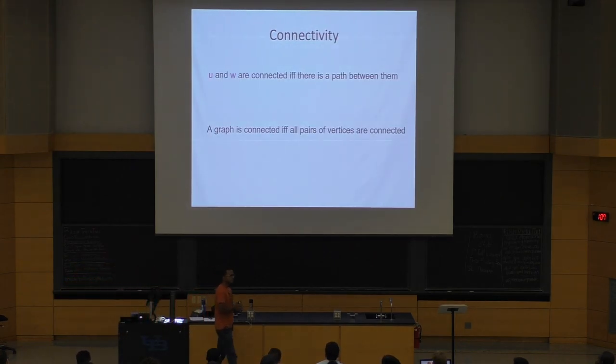All right, so once we have defined the notion of 2 vertices being connected in a graph, you can talk about whether the entire graph is connected or not. So I said U and W are connected if and only if there exists a path between them. And a graph is connected if any 2 vertices in the graph are connected to each other. By the way, by default, we'll always assume that a vertex is connected to itself. Okay, so every vertex U is connected to itself.